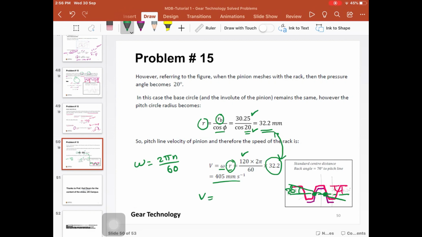So the linear velocity of the rack is 404.05 millimeters per second. So in this case, you remember that the base circle radius does not change, and the pitch circle radius can change based on the configuration.